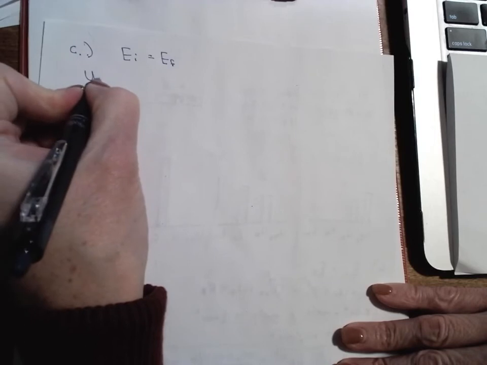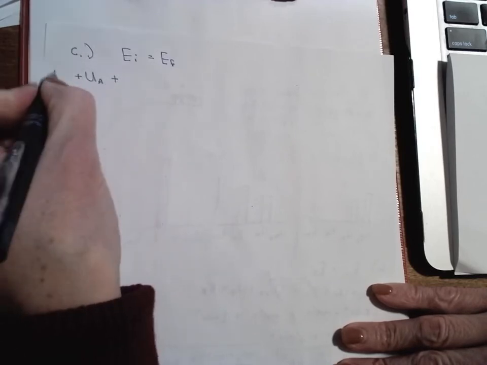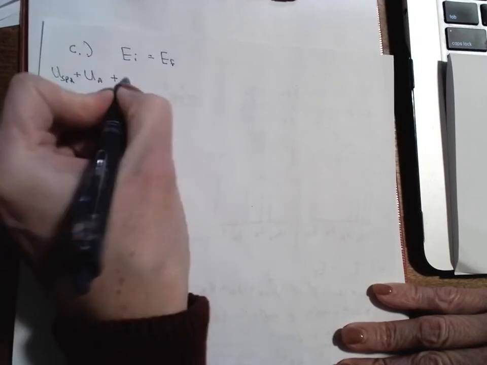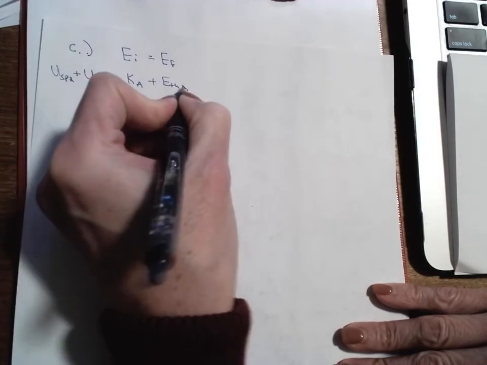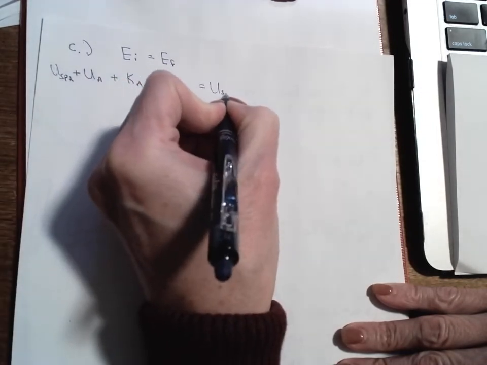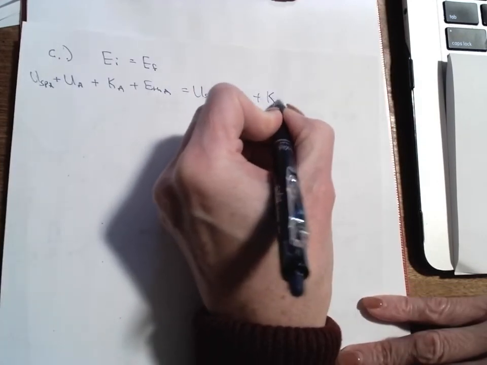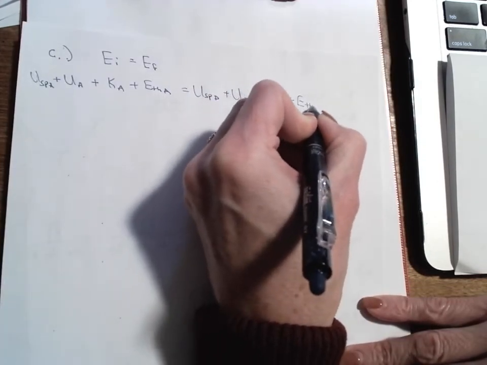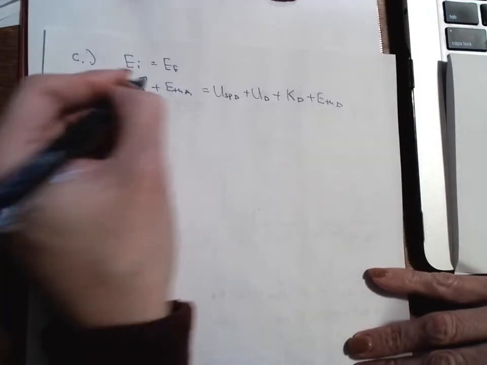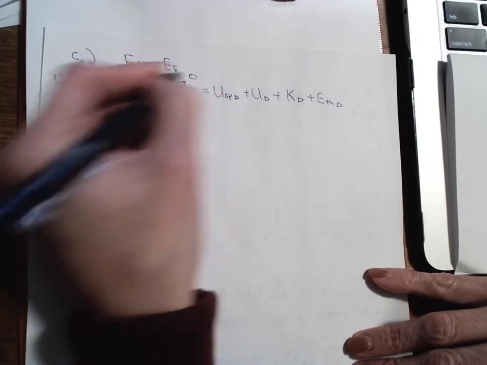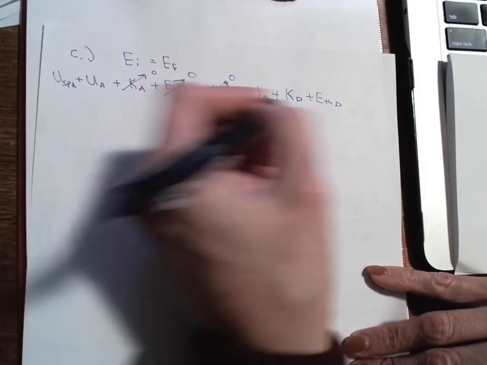So I'm going to have U at A plus, I forgot my spring, so U of spring at A plus U of A plus K at A plus E thermal at A is equal to U of spring at D plus U at D plus K at D plus E thermal at D. And like we said, at A, we don't have K and we don't have E thermal. So these are both 0. And then at D, we don't have the spring and we don't have K.